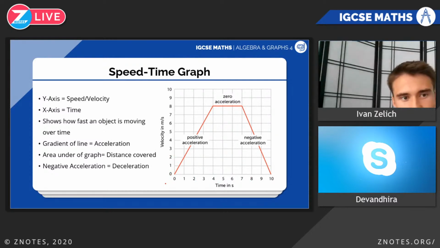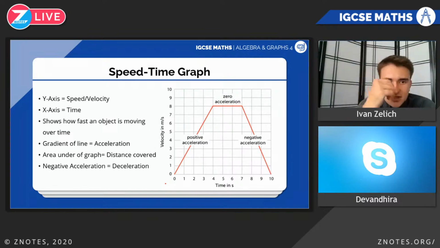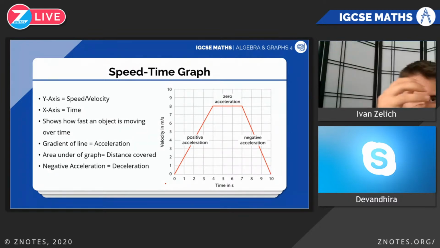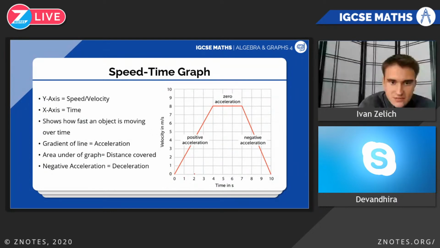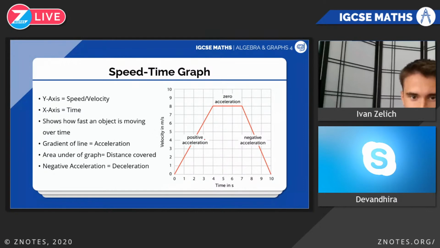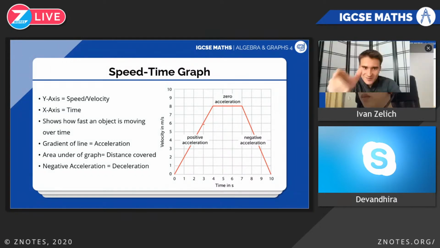And so obviously this graph shows how fast the object is moving at a particular point in time. So here it's 2 meters per second. Here it's 3 meters per second. So when you get a graph, always make sure you check the units. If it's kilometers per hour, obviously you have to use that in your calculations.